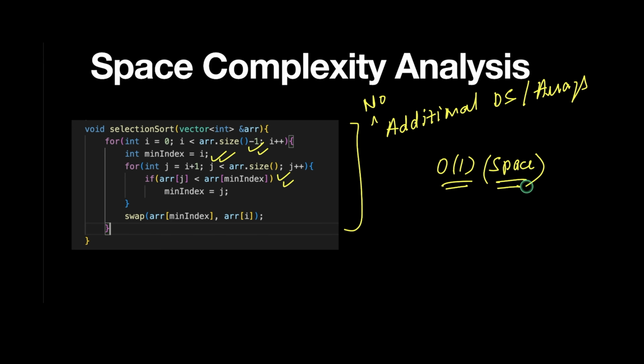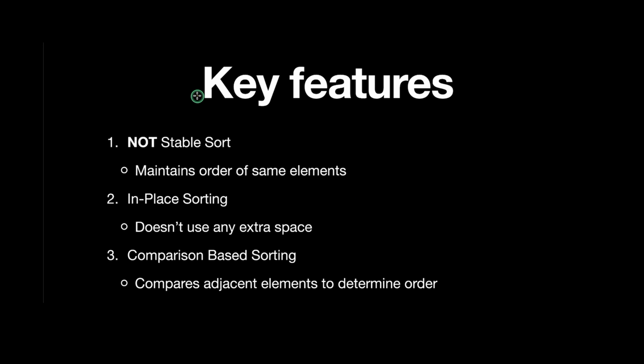So in the introduction video, we had seen that any algorithm that uses a constant amount of extra space is called an in-place sorting algorithm. So that makes selection sort an in-place sorting algorithm. Now let's take a look at some of the key features of selection sort. So the first thing to notice here is selection sort is not a stable sorting algorithm.